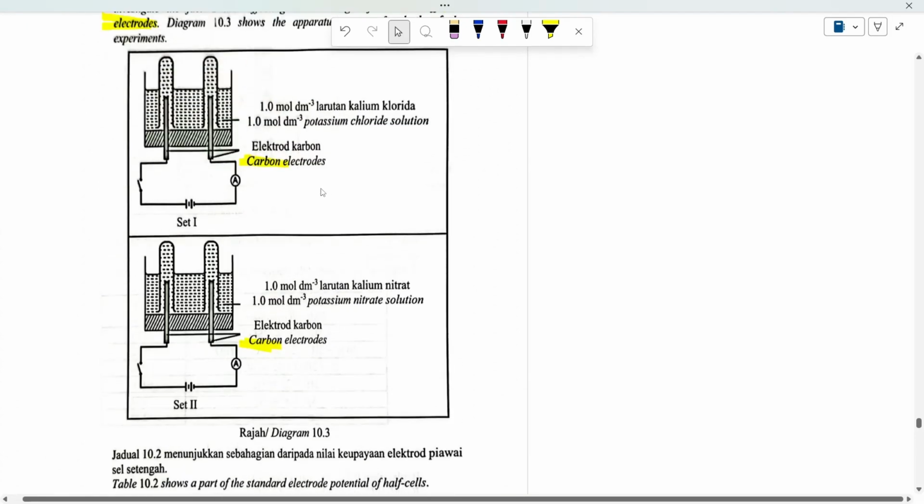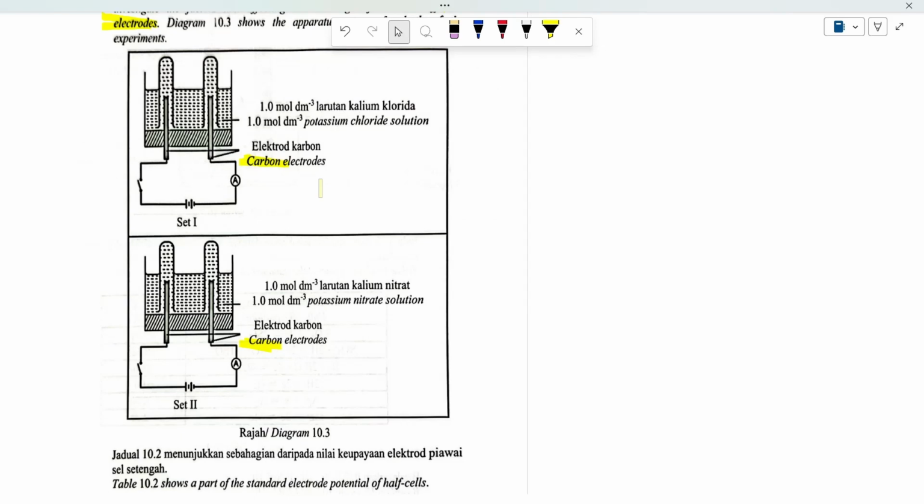So class, now we see. Here this one uses potassium chloride. This one uses potassium nitrate. 1 mole per cubic decimeter. Is it considered dilute or concentrated? Concentrated. So which one will be affected? The chloride. Will nitrate be affected or not? No. So now, this one is positive, this one is negative. Anode and cathode.